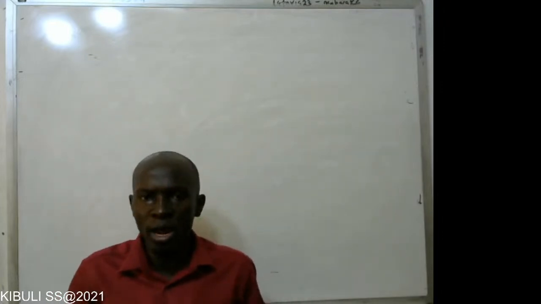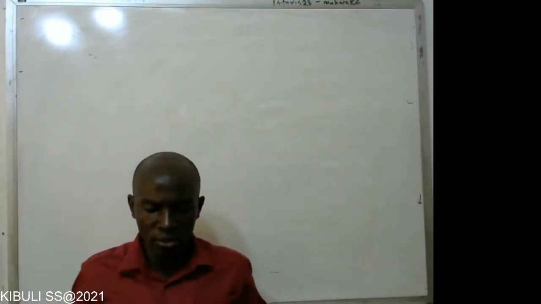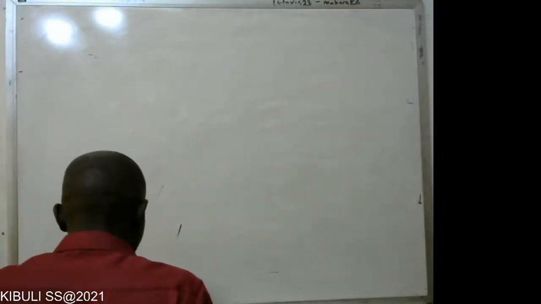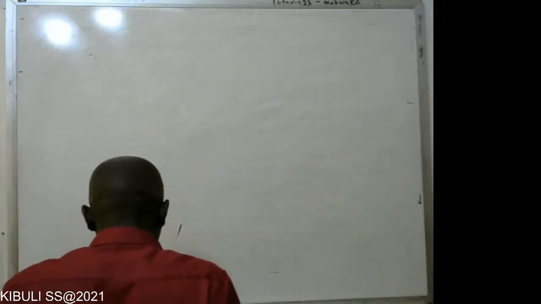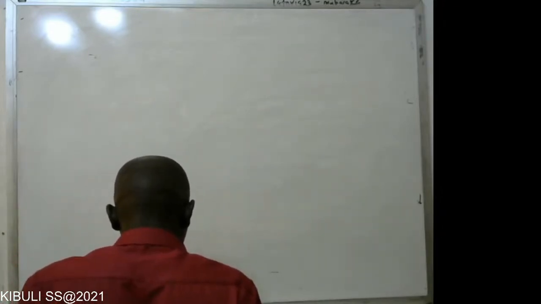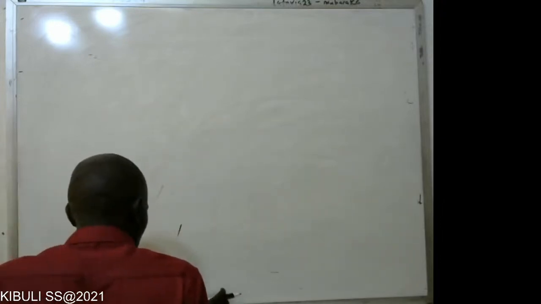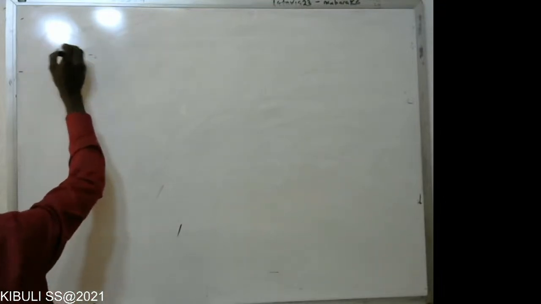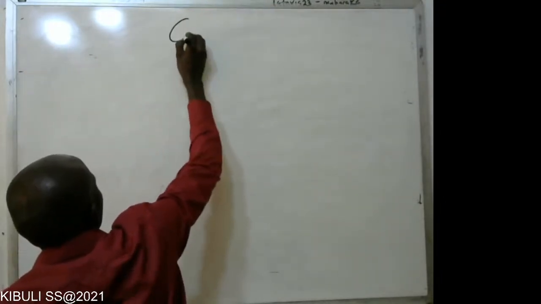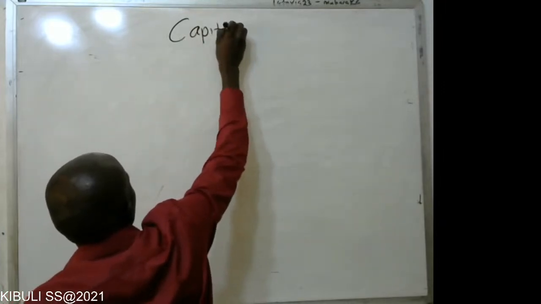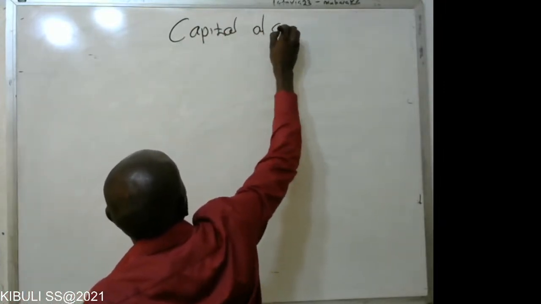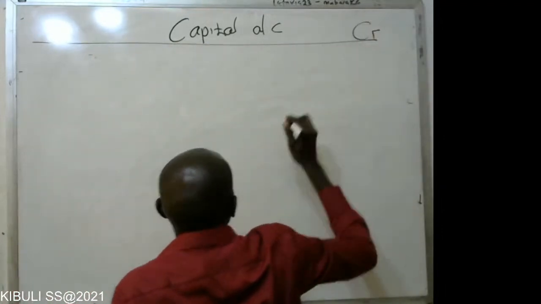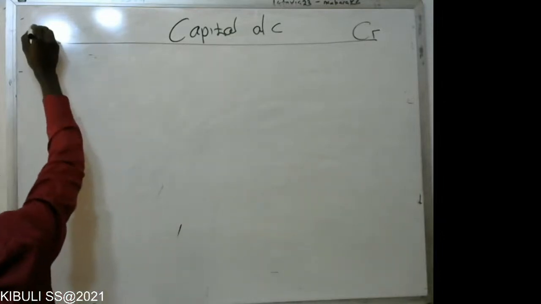Okay, let us open up our capital account. Members, you should all be attentive, for this is our last in line with two-column cash book. So you come and draw your capital account. Come and say capital account. Name the sides very well.